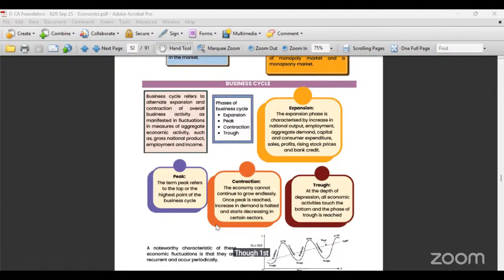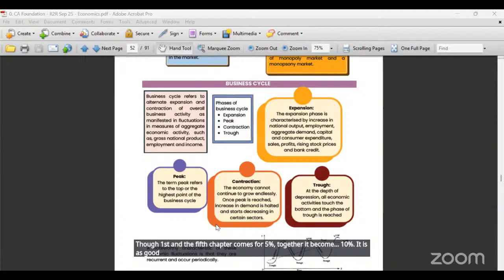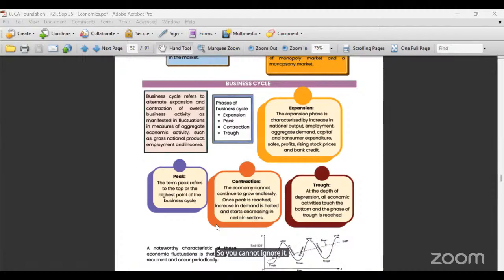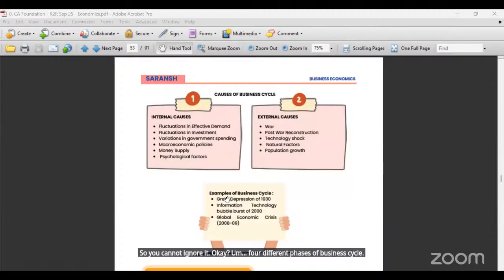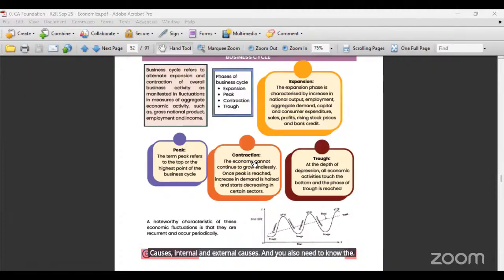the first and the fifth chapter come for 5% each, together it becomes 10%. It is as good as some other chapter, right? So you cannot ignore it. Okay? 4 different phases of business cycle. Causes, internal and external causes. And you also need to know the features of these phases. What happens in peak, what happens in contraction. Okay.